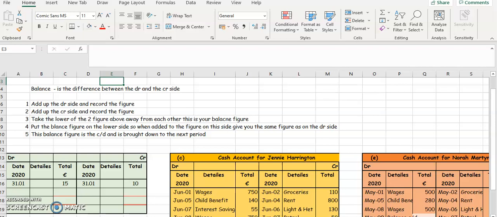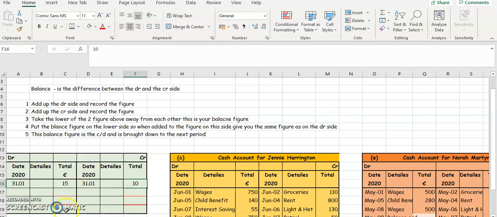So as part of the analyze budget question, you need to be able to balance the accounts. Now the balance is basically the difference between the debit side and the credit side. So let's say, for example, this green area here. We've got 15 on the debit side and we've got 10 on the credit side. Now the balance is the difference between the two of them. So we're going to take 10 away from 15, and we're going to get 5.